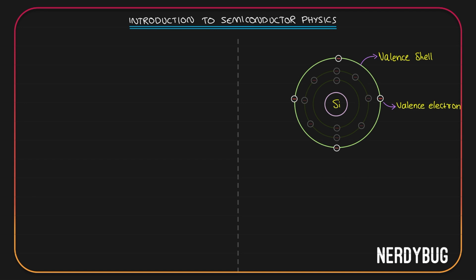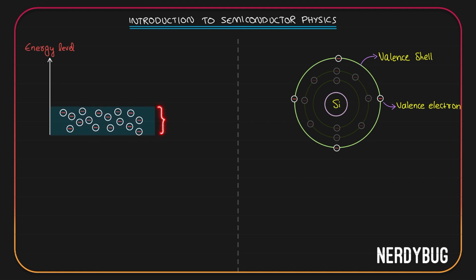To visualize this, let us take the energy level on the y-axis of a graph. The valence electrons are now taking slightly different energy levels. Let us show them in the graph. This electron has this much energy, this one has this much energy, and this one has this much. Even though they are taking different energy levels, there is a maximum and minimum value of energy they can take. Let us mark it. We can define this as the band of energy that the valence electrons can take. We call this the valence band.